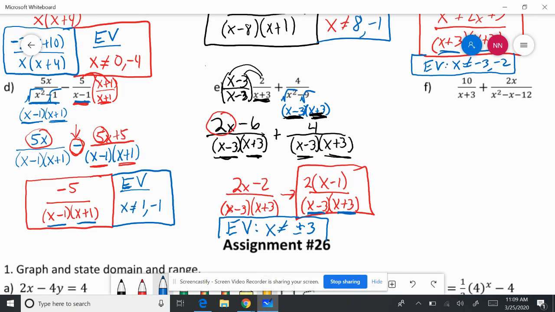Now for our last one, we're going back to a trinomial. We're looking for two numbers that multiply together give us negative 12 and add up to negative 1. That would be negative 4 and 3. So underneath it, I'm going to write an x minus 4 and an x plus 3. When I'm looking at my common denominator, I see that there's an x plus 3 and an x minus 4. Doesn't matter the order that we put it. x plus 3, x minus 4.